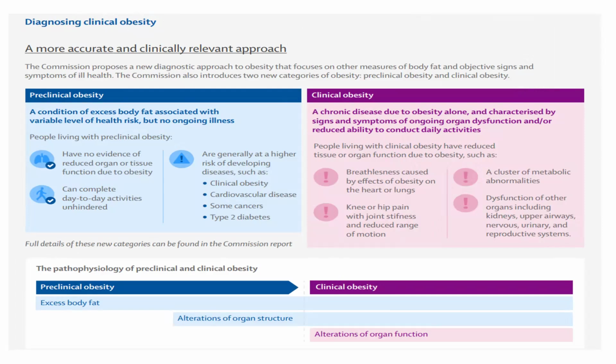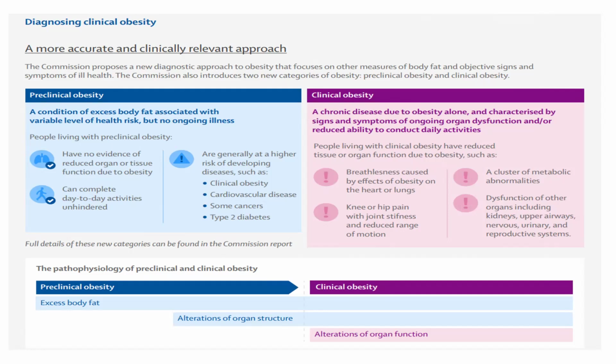These patients have no evidence of reduced organ or tissue function due to obesity and can complete day-to-day activities unhindered. Of course, they are generally at higher risk of developing diseases such as cardiovascular disease, some cancers, type 2 diabetes, and clinical obesity. But currently, at that moment, they have no evidence of reduced organ or tissue function due to obesity. Hence, they are labeled as preclinical obesity. Now, this can progress to clinical obesity, which is basically a chronic disease due to obesity alone and characterized by signs and symptoms of organ dysfunction and/or reduced ability to conduct daily activities.